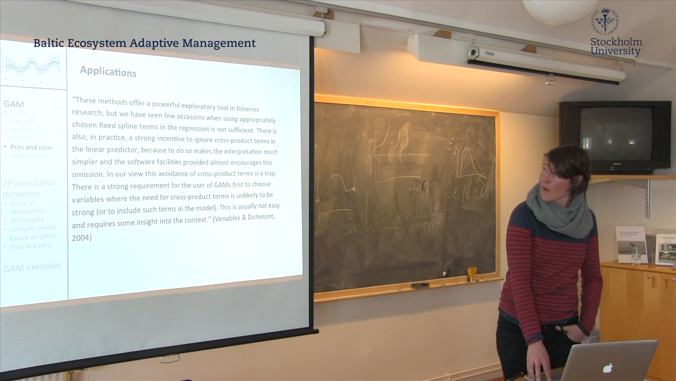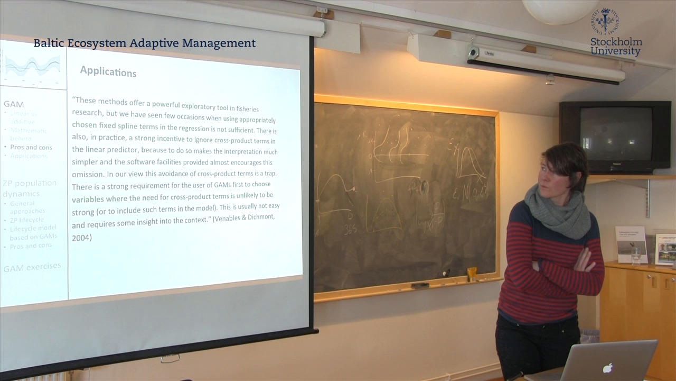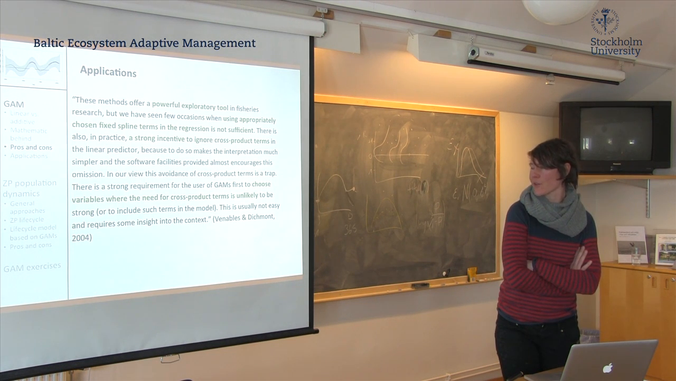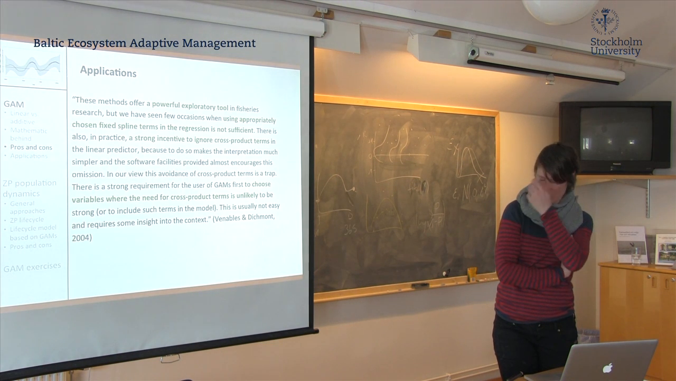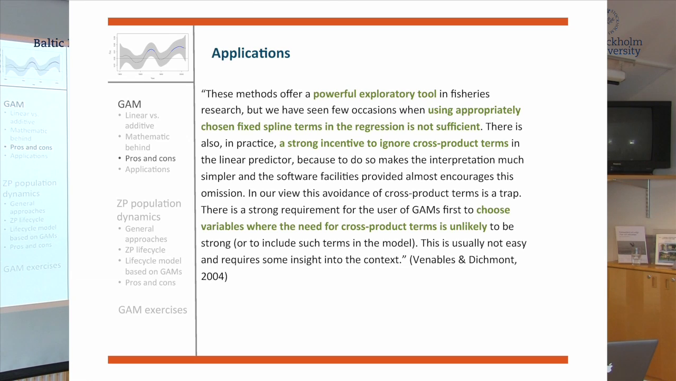Okay, so now coming to the applications. You don't have to go through this entirely. It's to quote Venables and Dichmont, two authors. In 2004, they worked a lot in fishery research, and they compared GLMs with regression splines and GAMs, and the pros and cons. They concluded that GAMs are a powerful explanatory tool, also in fishery research, but that it's often not sufficient to estimate only the fixed spline terms.